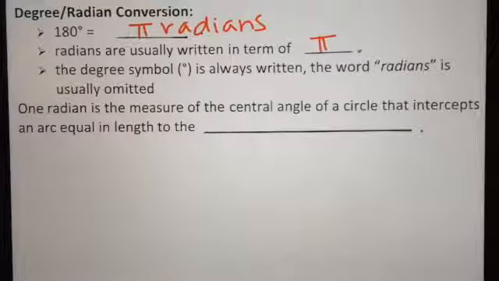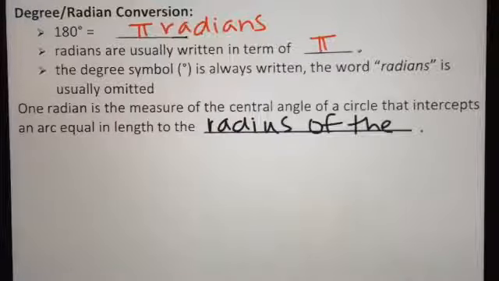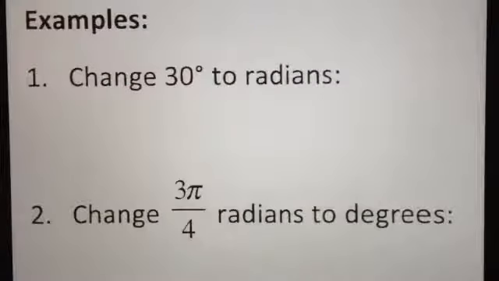1 radian is the measure of the central angle of a circle that intercepts an arc equal in length to the radius of the circle. And that means a whole lot of nothing to you, probably, which is totally fine, because the most important part is how we convert back and forth between them, and then we'll look at that and you guys will get better at working with them.